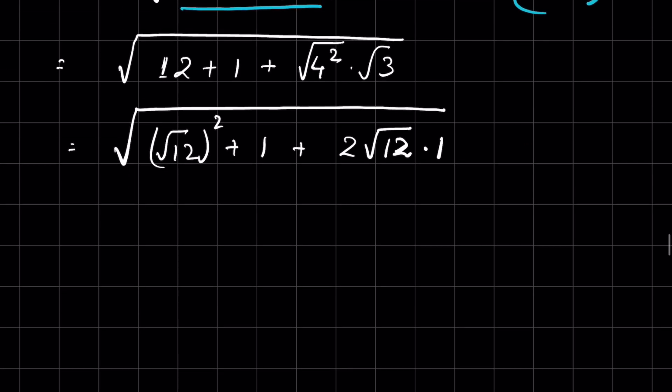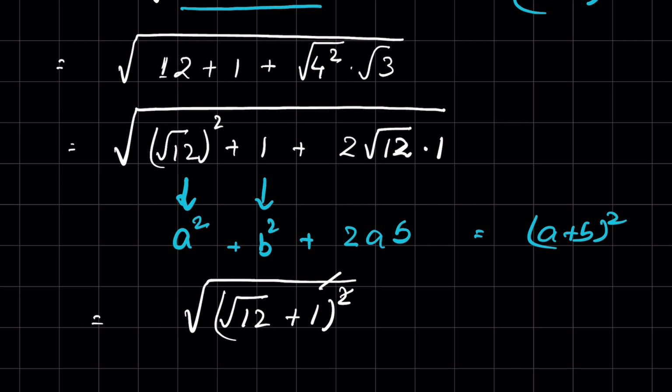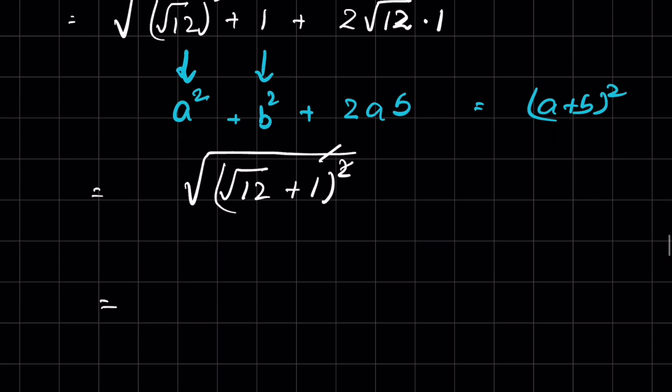Now this is in the form of a square. If the square root of 12 is a, 1 is b, so a squared plus b squared plus 2ab is equal to (a plus b) whole squared. So write it as the square root of (the square root of 12 plus 1) whole squared. Now remove the square root with this square: the square root of 12 plus 1.